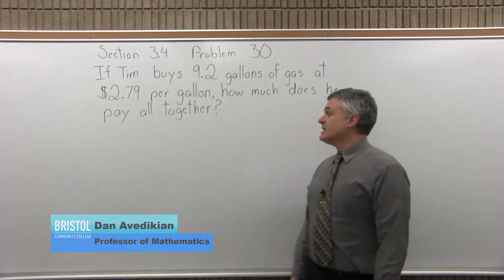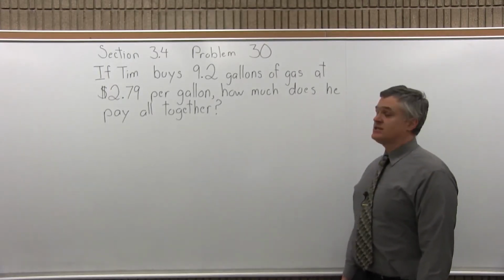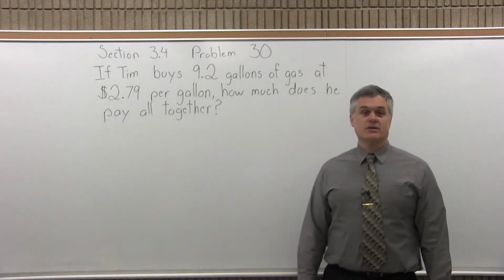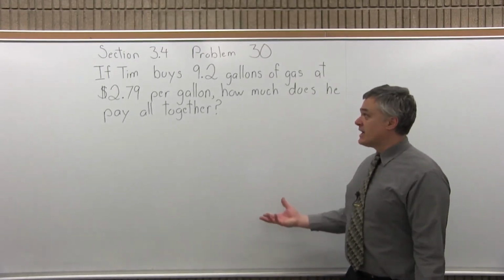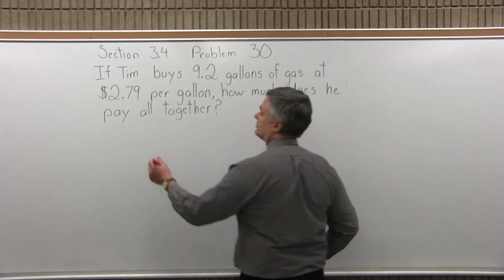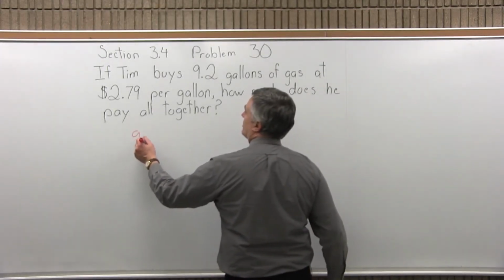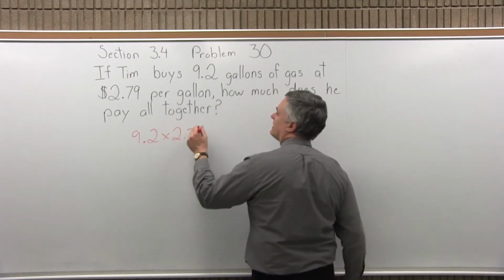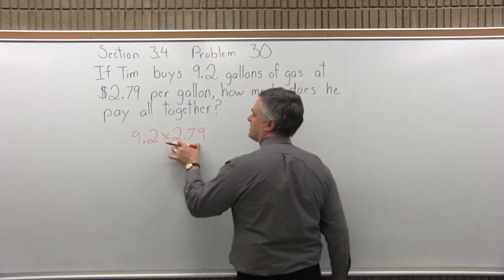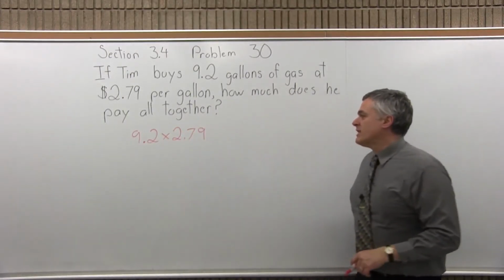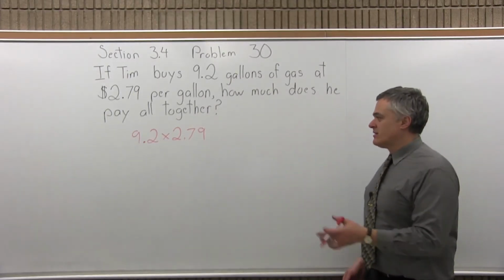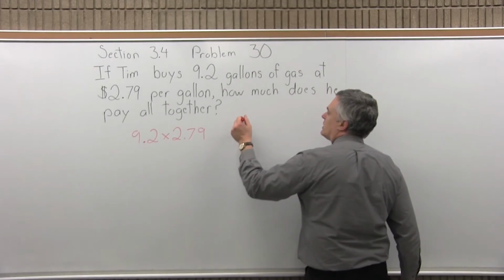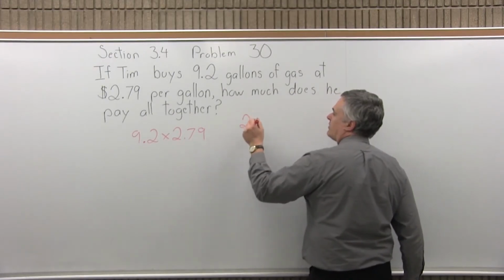It says, if Tim buys 9.2 gallons of gas at $2.79 per gallon, how much does he pay altogether? So you multiply the number of gallons times the price per gallon, which will be 9.2 times 2.79. Number of gallons times price per gallon. Now again, if you have a calculator, you can just run that into the calculator and you'll get your answer right away. I don't have a calculator to use, so I will multiply it out longhand.